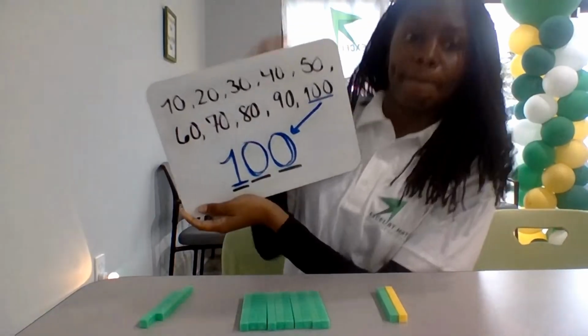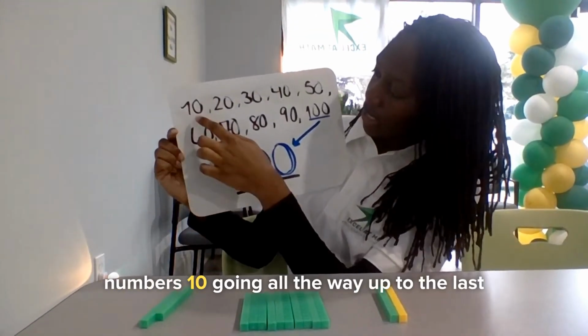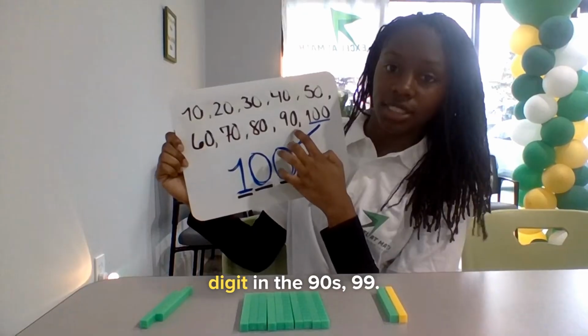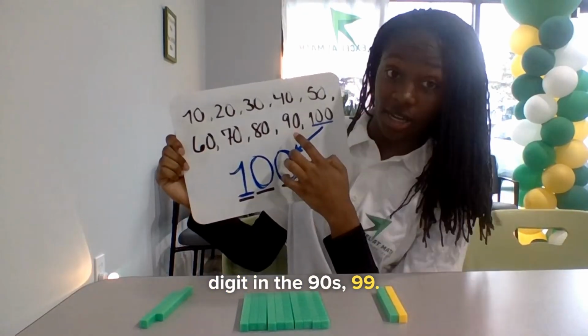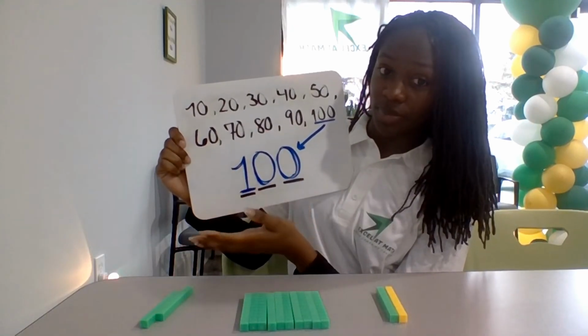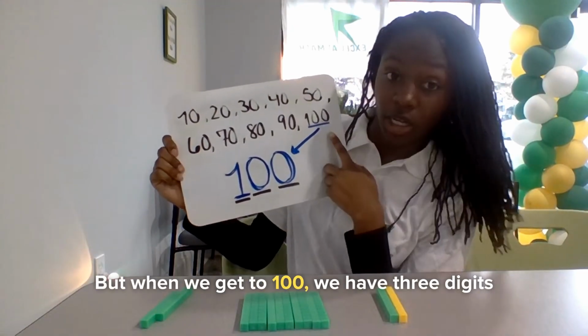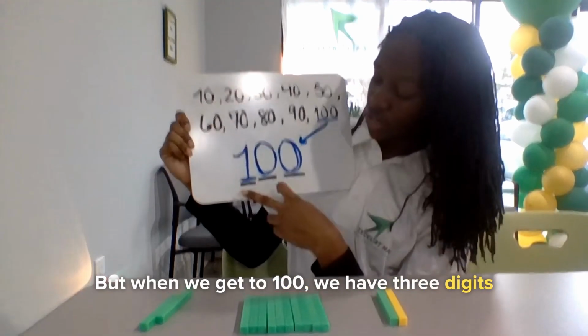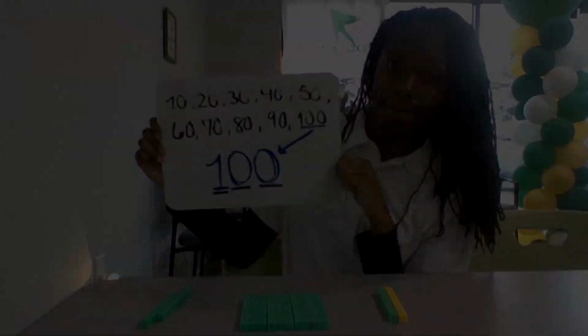So numbers 10 going all the way up to the last number in the 90s, 99, these are all two-digit numbers. But when we get to 100, we have three digits making one number.